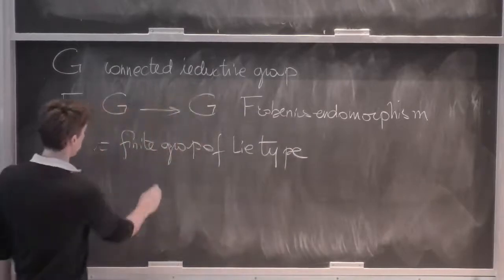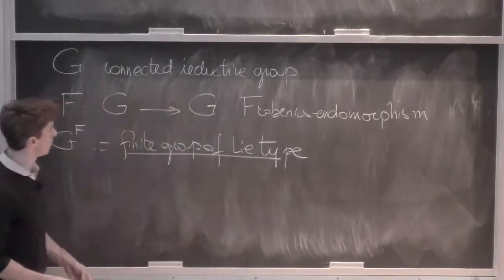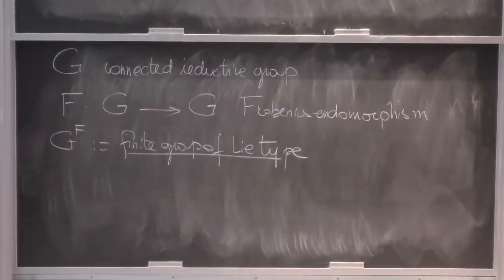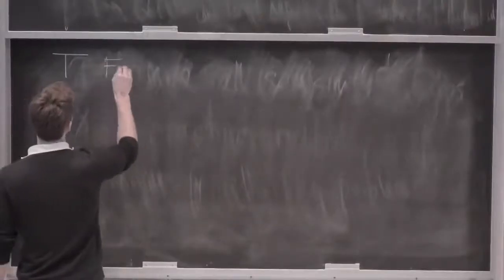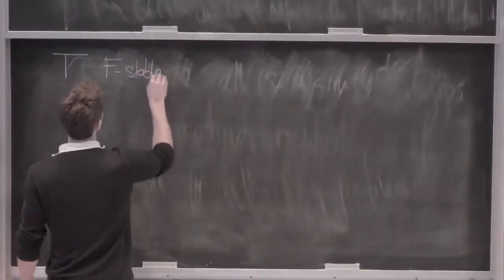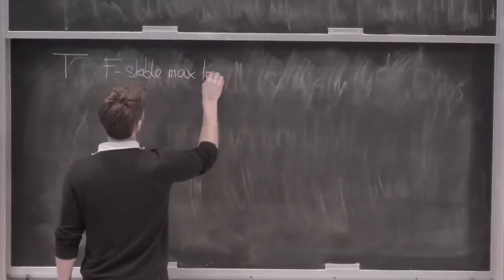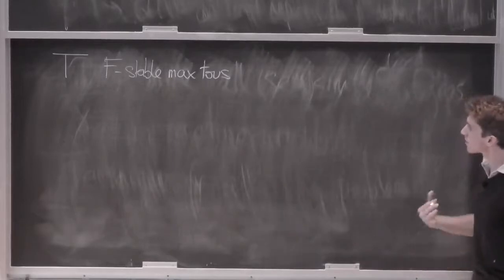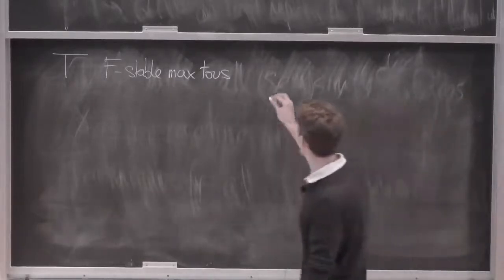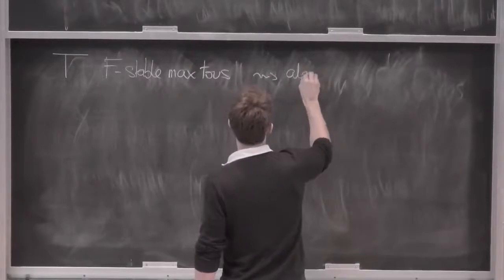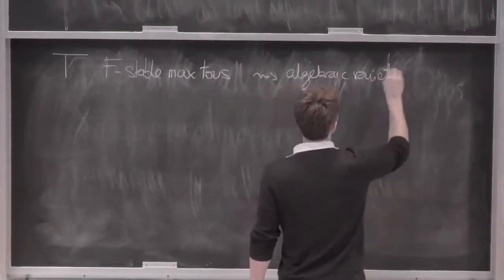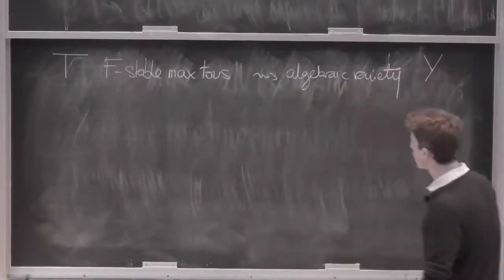Okay, so the way you construct the representation is really from the geometry. Given any F-stable maximal torus, which is included in some Borel subgroup, not necessarily F-stable, you can associate some algebraic variety, which was denoted by Y in Meinhof-Stokes.